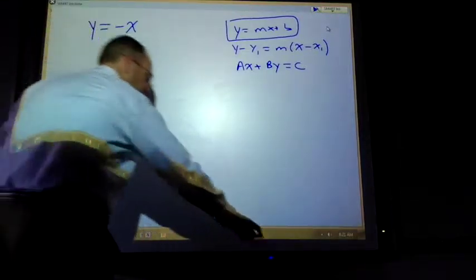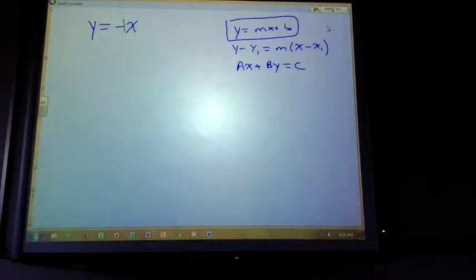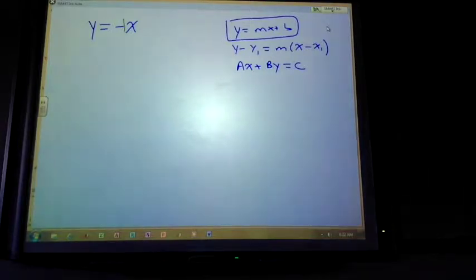Okay. Now, hang on. Can I do that? And does that mean the same thing? Negative 1 times x is the same as negative x? Yep. I'm missing b. If I'm missing it, it must mean what? 0.